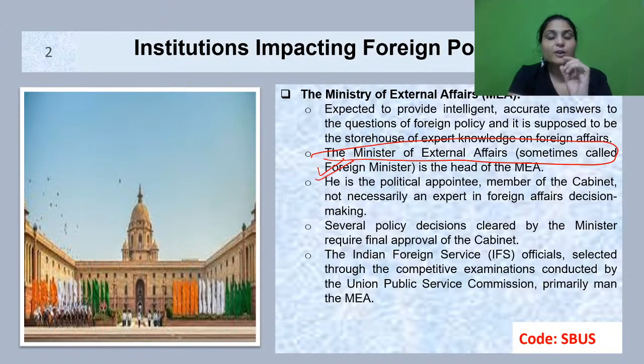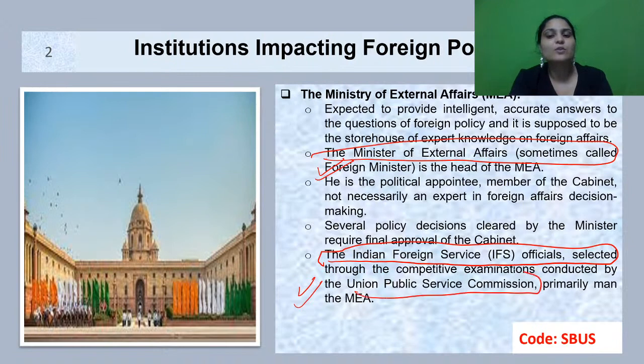He paid a lot of importance to our neighbors, which is also what we are following right now. And I'll tell you one more thing here. Why are we focusing so much on the neighbors? Because as I told you, we cannot change the geography, and if we do not have peace at the borders, it actually hampers our development. Now, this Minister of External Affairs is supported by the Indian Foreign Service officials. They are selected through the competitive exams conducted by the Union Public Service Commission, or the UPSC.